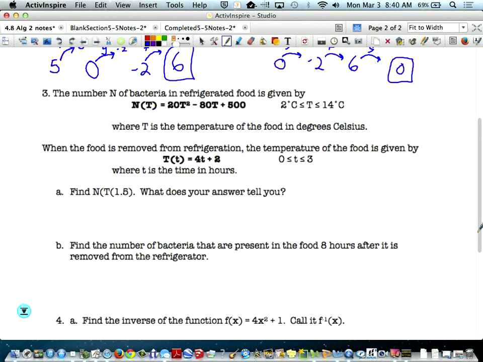So we're not going to do the whole composition. We're just going to take 1.5 and plug it into T. So what happens when you take this 1.5 and you plug it in right there? What do we get?